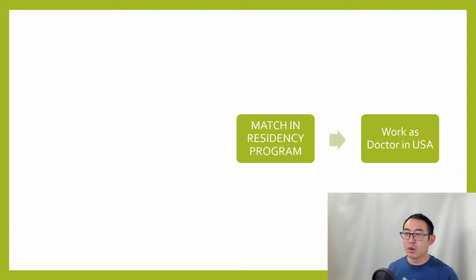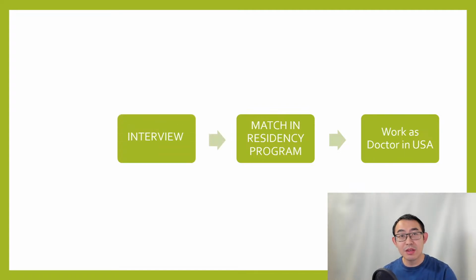I like to trace it backwards. How you're going to work in the US is you want to match into a residency program. In order to work in the US, you have to match into a residency program. Now the question is, how do I match? The way to match is to get an interview. By getting an interview, you get a chance to match, or some people call it pre-match. Basically, you enroll in a residency program, but you have to get the interview first.